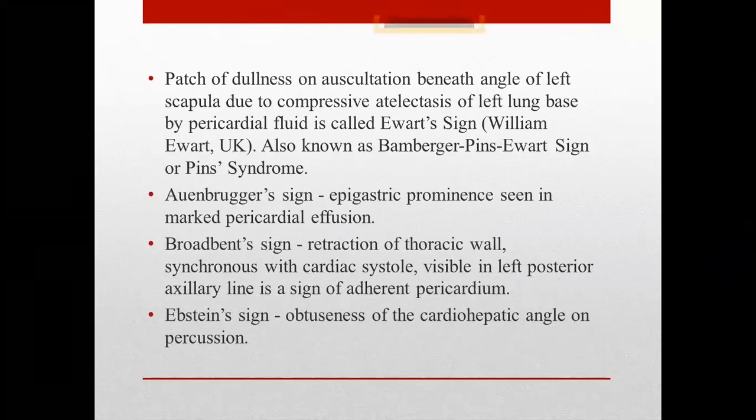The Ohnbrugger's sign is the epigastric prominence that can be seen in patients with marked pericardial effusion. The Broadbent sign is a retraction of the thoracic wall synchronous with the cardiac systole that is visible in the left posterior axillary line in patients with adherent pericardium, for example, with constrictive pericarditis or something causing adherence of the pericardium. The Epstein sign is the obtuseness of the cardiophrenic angle on percussion in patients with pericardial effusion. So the correct answer here, a patch of dullness beneath the left scapula due to lung atelectasis in patients with pericardial effusion, is called Ewart's sign.